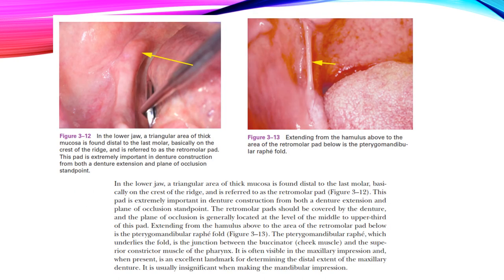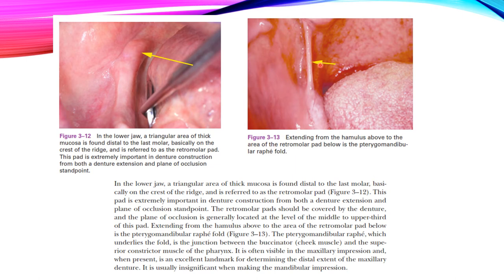Coming to the discussion part, in the lower jaw, a triangular area of thick mucosa is found distal to the last molar. Here, this arrow mark shows the triangular area of the thick mucosa, and basically it is on the crest of the ridge, and it is referred to as the retromolar pad. And this pad is extremely important in denture construction from both denture extension and plane of occlusion standpoint.